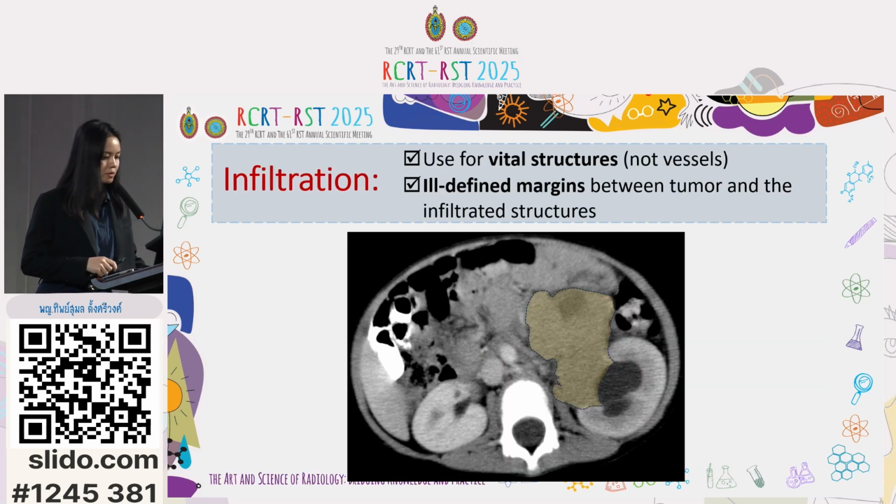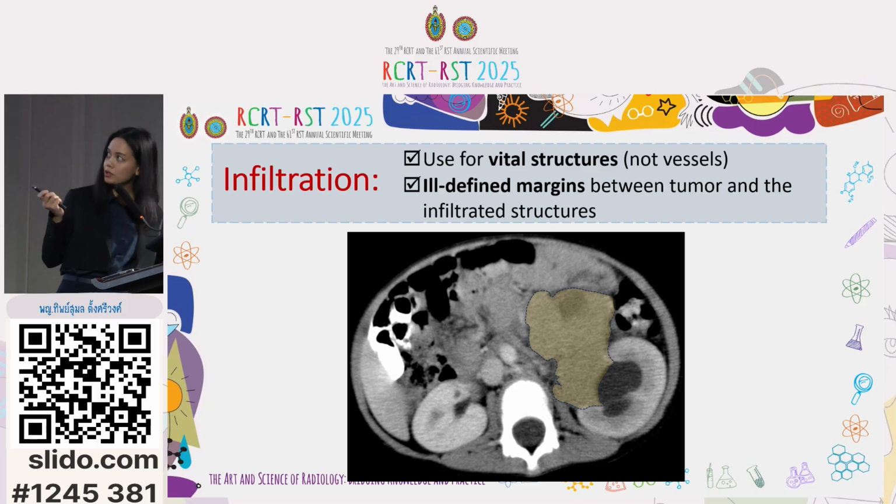The other term is infiltration, which applies to vital structures other than vessels. It means the margins between the tumor and the affected structure are poorly defined. As you can see, this is a left pararenal soft tissue tumor infiltrating the kidney with left hydronephrosis.